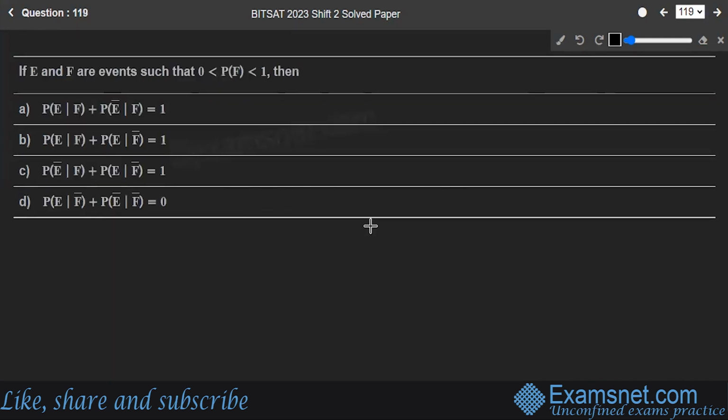Next is question number 119. If E and F are the events such that P(F) lies between 0 and 1, then which of the following is true?